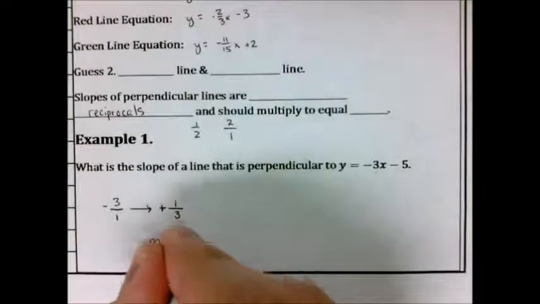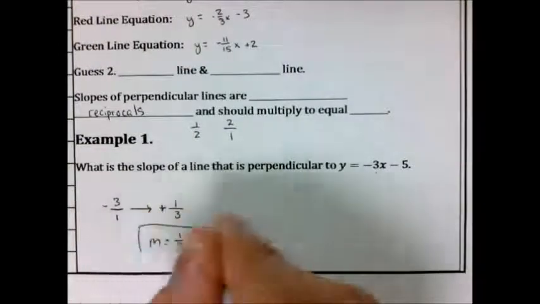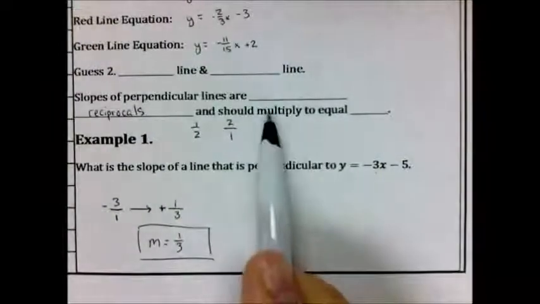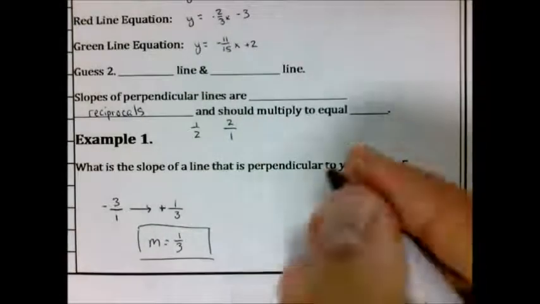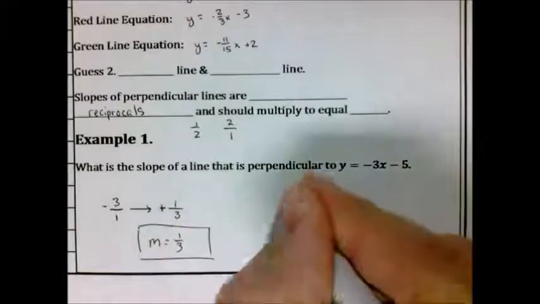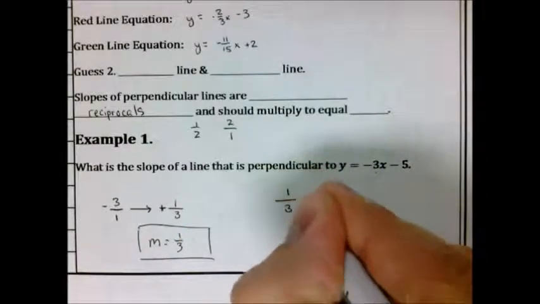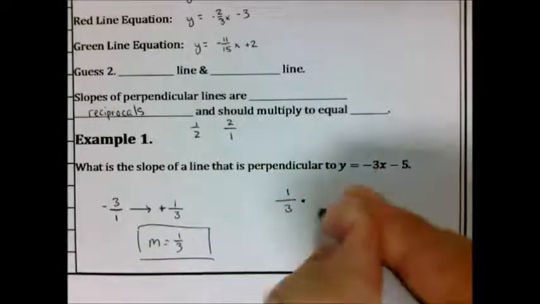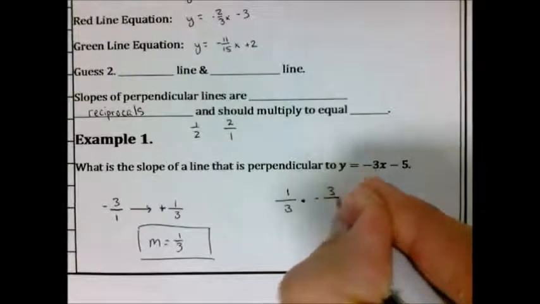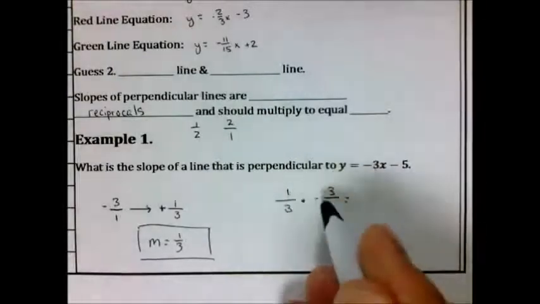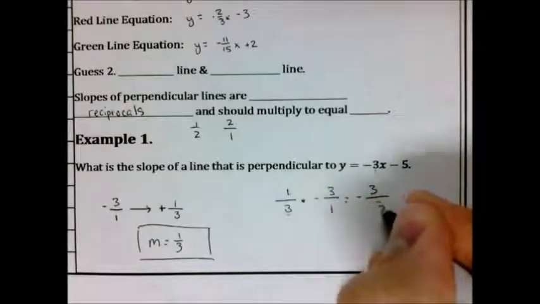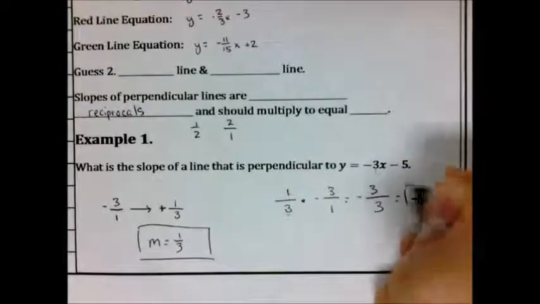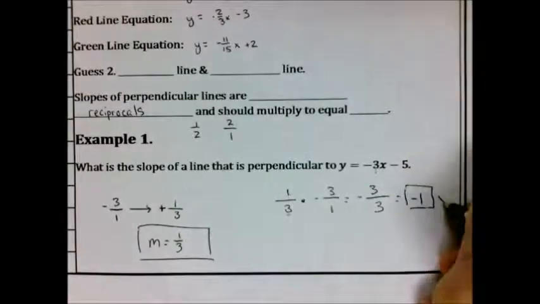M equals 1/3. And we can check this because we also know that the slopes of the two lines should multiply to equal -1. And we'll take the slope that we just found, 1/3, and let's multiply that by the slope of this one, which is -3 over 1. We see 1 times -3 is -3. 3 times 1 is 3, which reduces down to -1, which means that this does, in fact, check out.